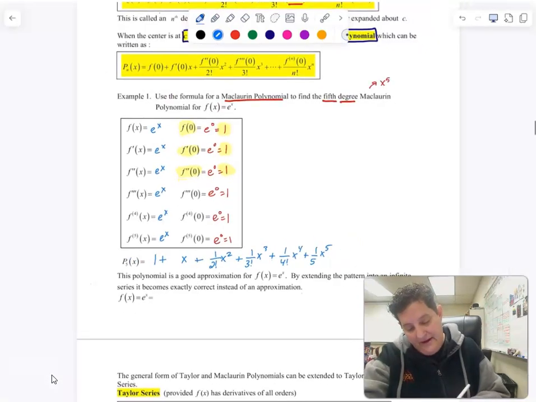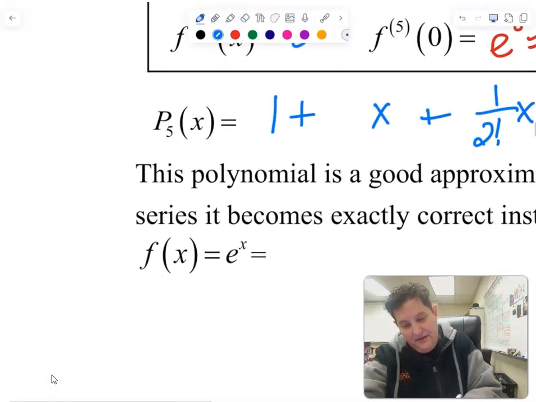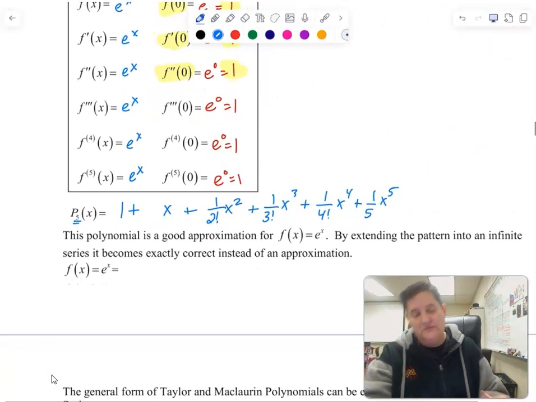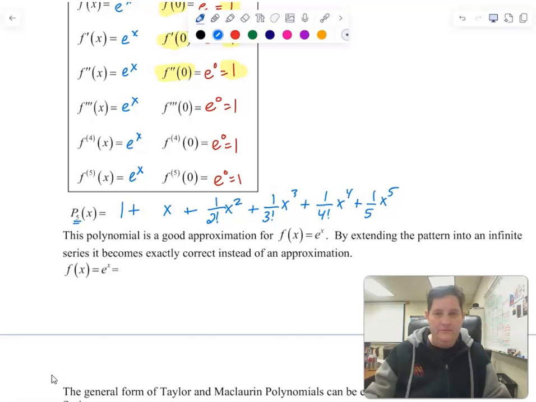Okay? Notice right here where it says P5, it's actually 6 terms, but it's a 5th degree polynomial. Okay? And this is a very good approximation for e to the x, right?